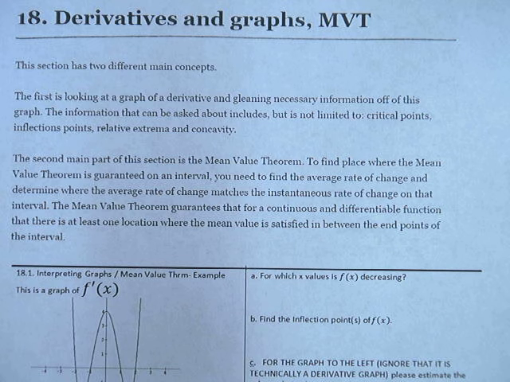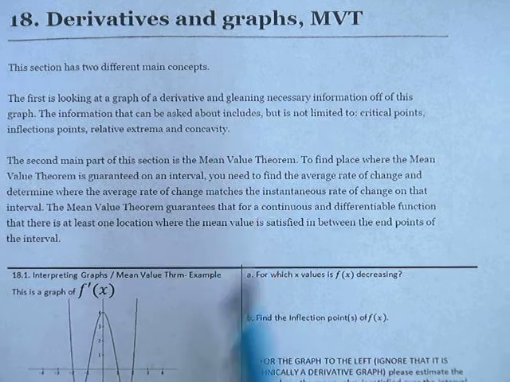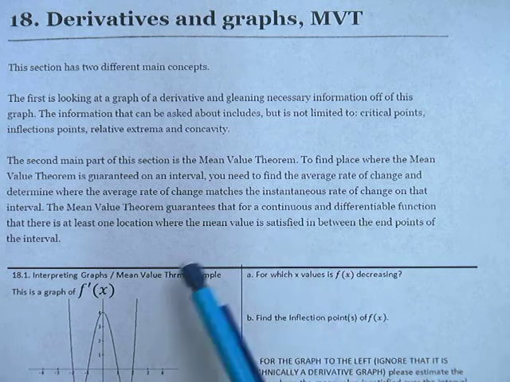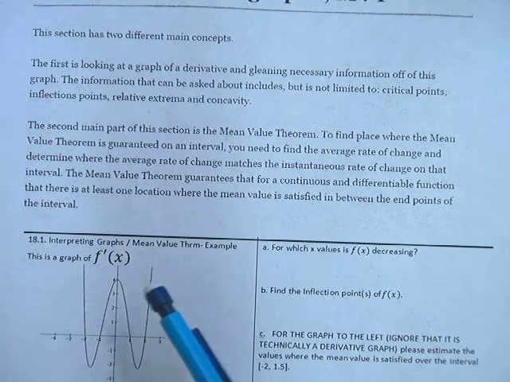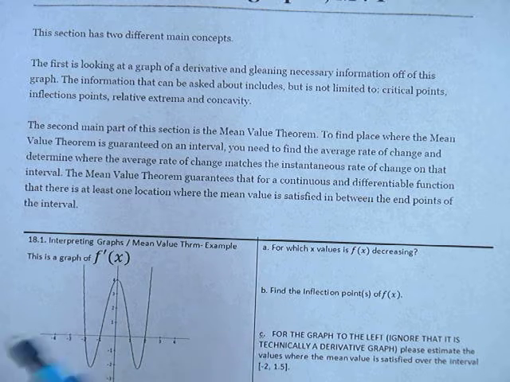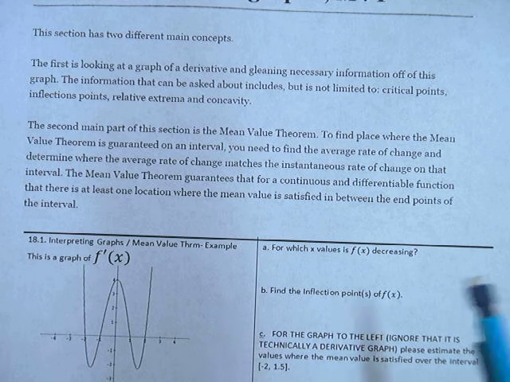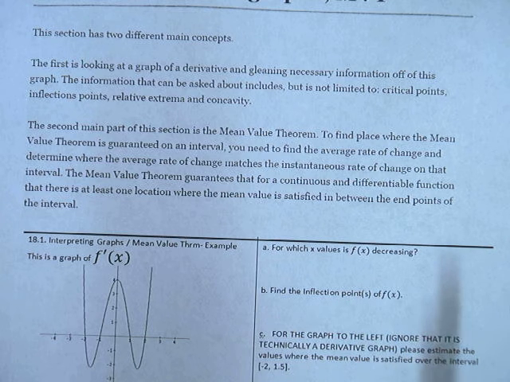Section 18, Derivatives and Graphs with the Mean Value Theorem. The first big idea here, I have it split into two big concepts. First one's I'm going to give you a derivative graph, and you need to glean information off the derivative graphs. So where's the thing decreasing, where's the thing increasing, where are inflection points, where might be the max of the function, where might be a minimum of the function.